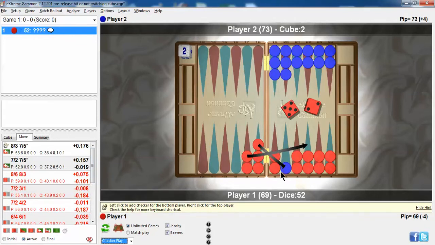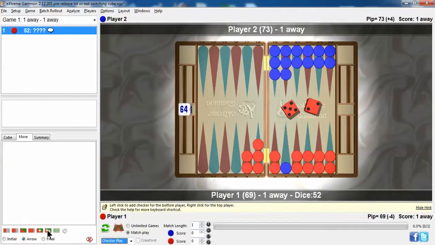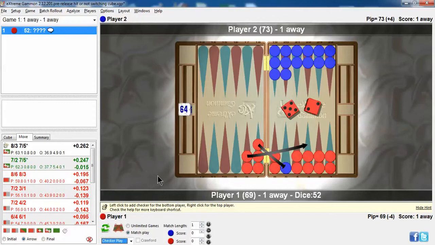And by the way, DMP, which is double match point, click the DMP button. It's going to be right to hit simply because you win more often. If you played this game out to the end with no cubes and you didn't hit, you'd win 59% of the time. By hitting, you win 63% of the time. But you can see that where the cube was in a money game and in match play at 11 away, 11 away, it would be the exact same thing.